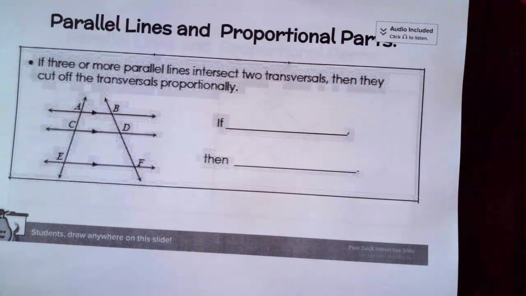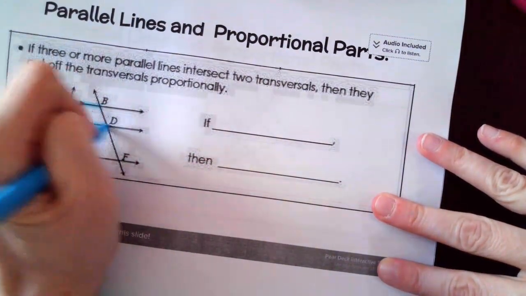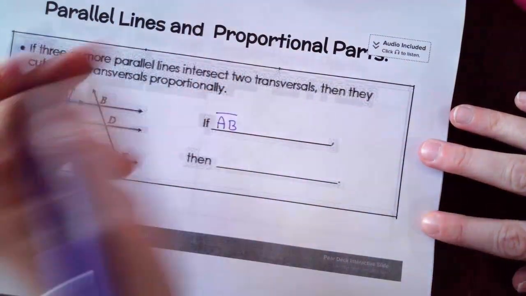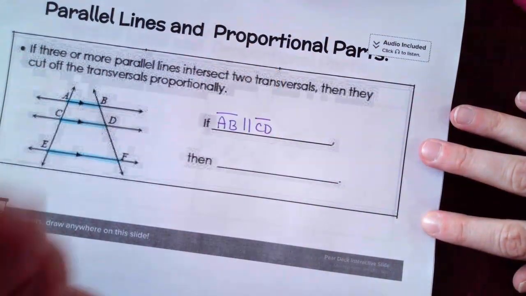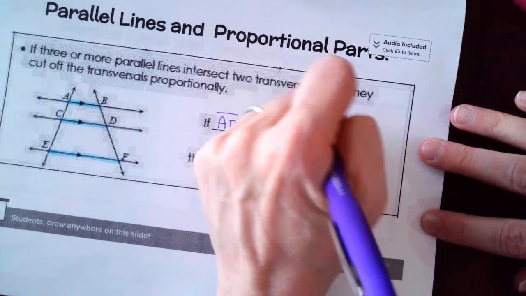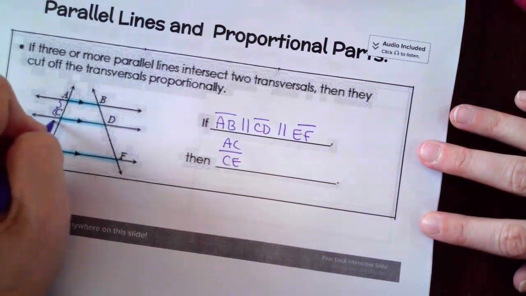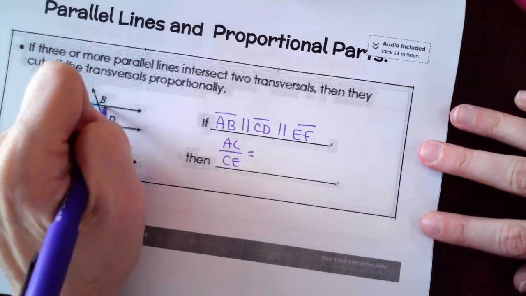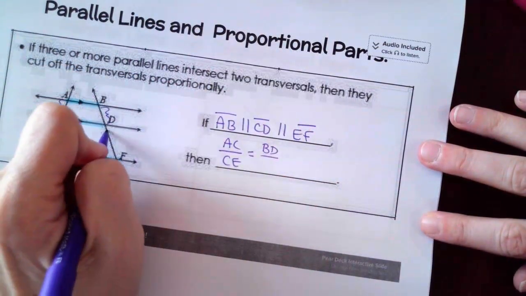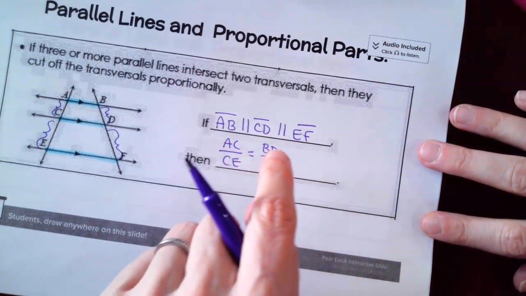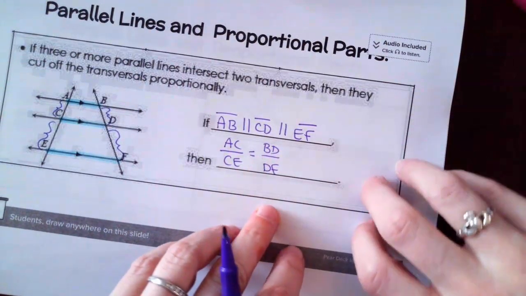Now if you've got 3 parallel lines, so we have AB parallel to CD parallel to EF. Same type of thing as the first one. If AB is parallel to CD, which is parallel to EF, then you can say AC over CE, and then BD over DF. Top over bottom, again, top over bottom. Whatever relationship you set up on the first fraction, you just have to set up that same relationship on the second fraction.